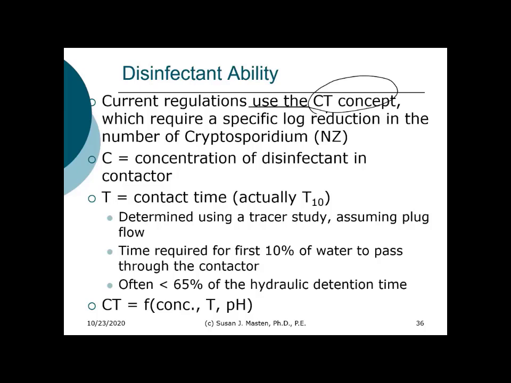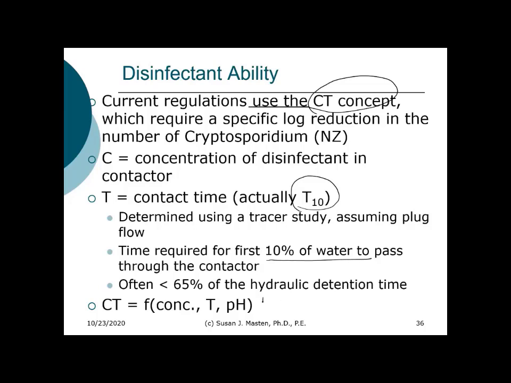And in New Zealand, it's based on the Cryptosporidium. In the US, we'll look at viruses, Crypto, and Giardia. So C is the concentration of disinfectant in the reactor. T is the contact time, but it's actually T10. So T10 is the time required for the first 10% of water to pass through the contactor. And it's often less than 65% of the hydraulic detention time.